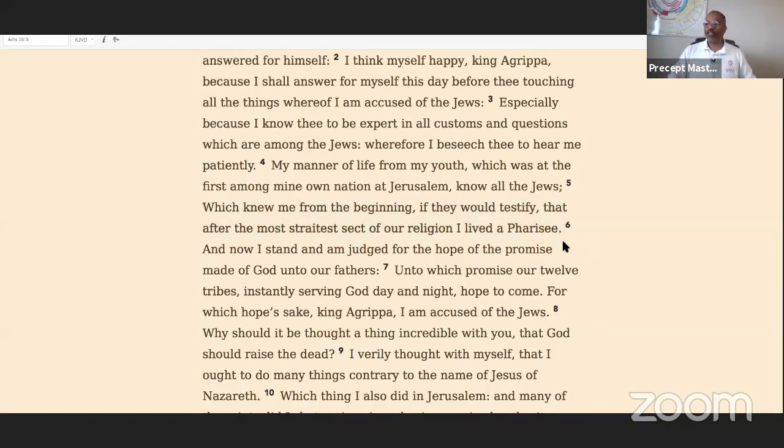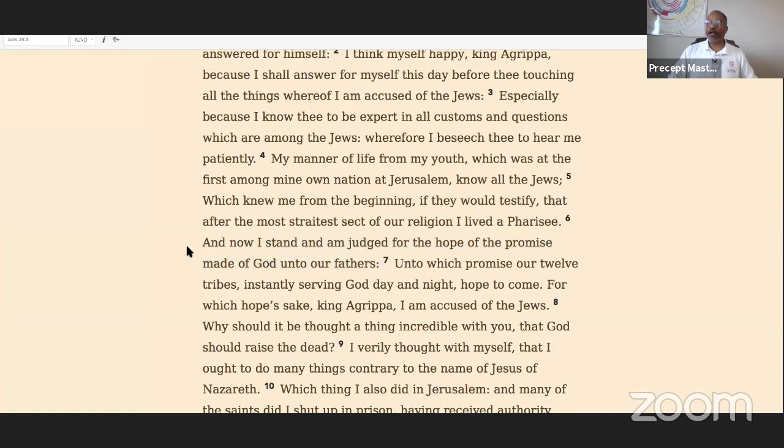So we're going to look at verse 6. When Paul is speaking, he says, now I stand and am judged for the hope of the promise made of God to our fathers. So we know what this was already talking about. He's talking about Exodus chapter 19, verse 5. He knows this. King Agrippa couldn't care less. Paul is telling you, for the hope of the promise made to who? To his fathers, not to King Agrippa's. King Agrippa couldn't care less.